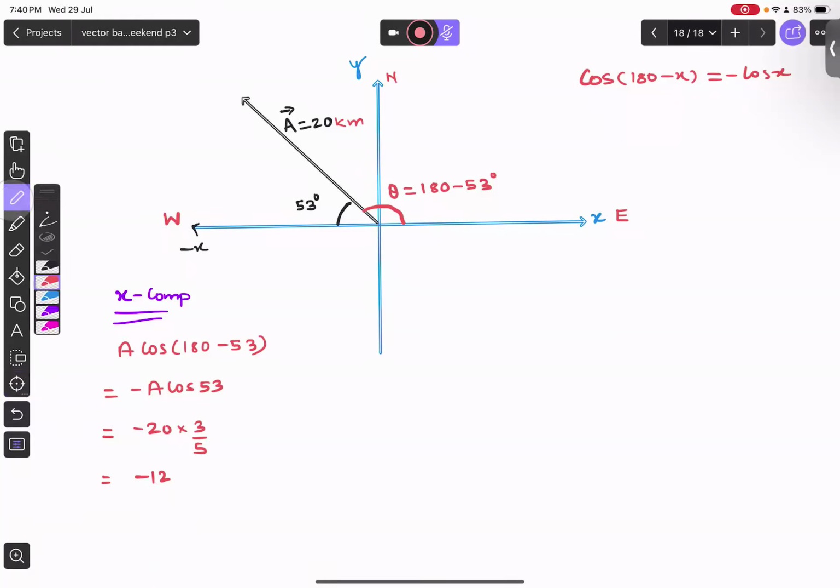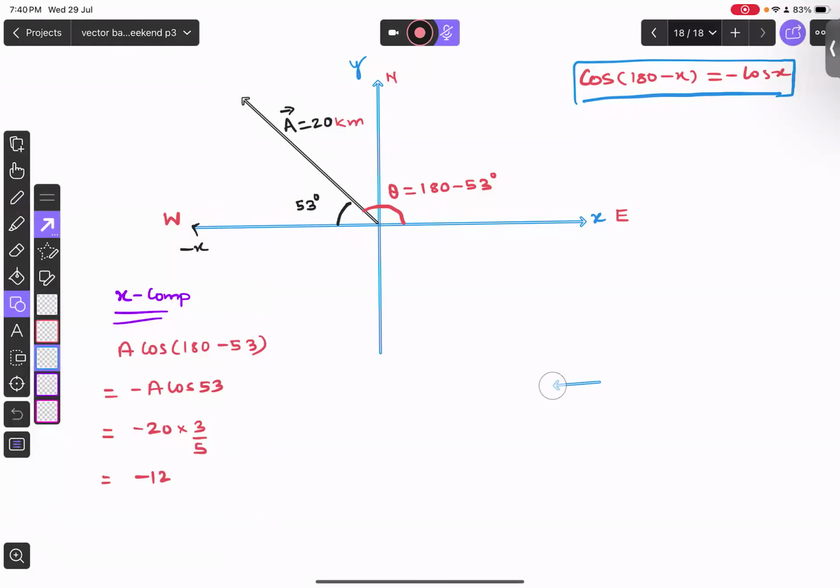So there can be some other way also. Suppose you don't know this formula that cos(180 minus x) is minus cos x. Then what you do? You find the minus x component of this vector. For finding the minus x component, not an issue at all, because this vector A is making some acute angle with the minus x direction. So sometimes you can do this also.